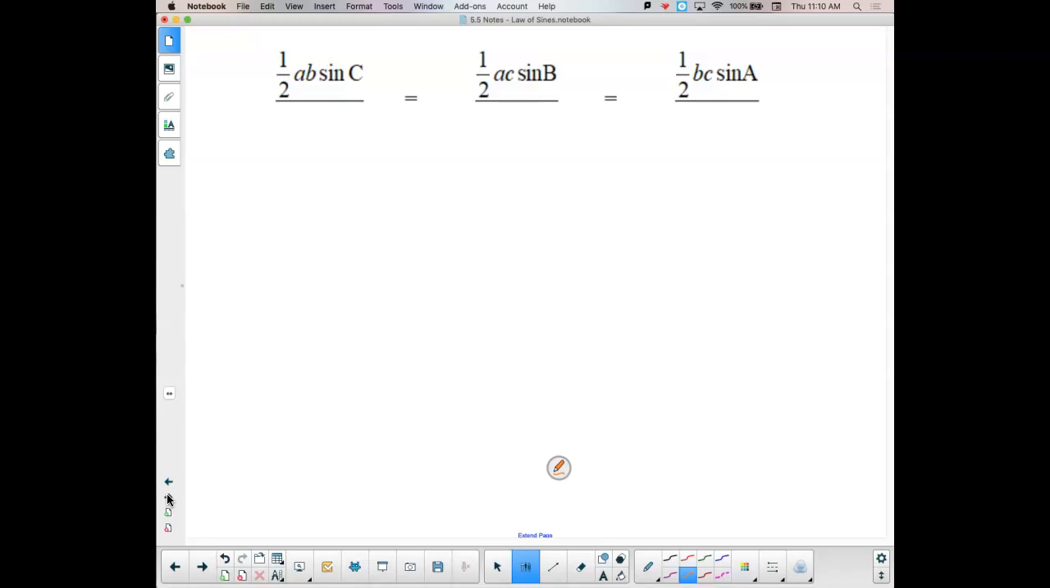Now, there's a lot of stuff going on in this one. So to make it look pretty, I'm going to divide every term by 1/2 A, B, C. Why are those capital but these are lowercase? Capitals are angles, lowercase are sides. So the stuff on the bottom are the sides.